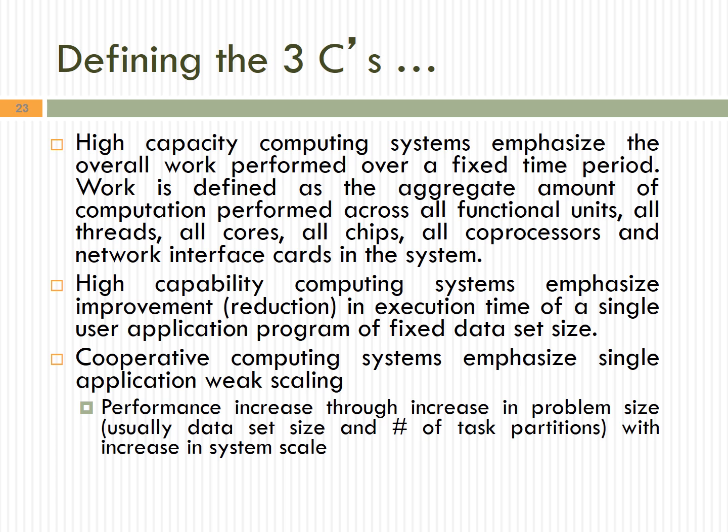These are another graph for strong scaling and weak scaling. The next one is defining the 3C. The first one is the high capacity computing system, which emphasizes the overall work performed over a fixed time period. Work is defined as an aggregate amount of computation performed across all functional units, all threads, all cores, all chips, all core processors, and network interface cards in the system. High capability computer systems emphasize improvement in execution time of a single user application program of fixed data set size. And cooperative computer systems emphasize single application weak scaling.